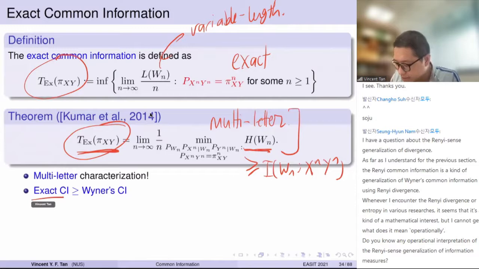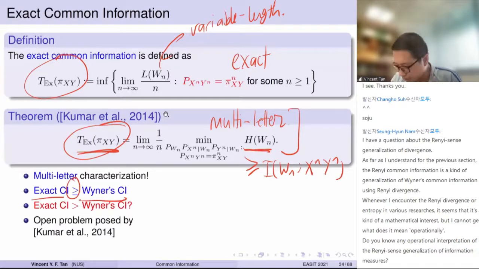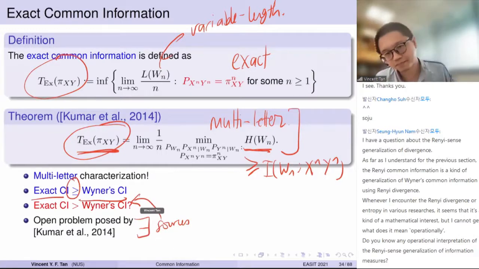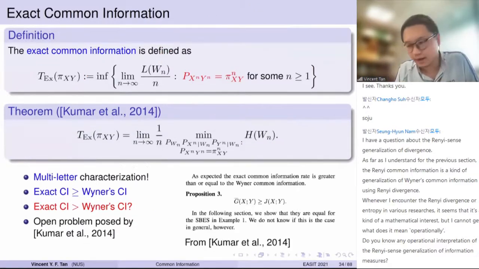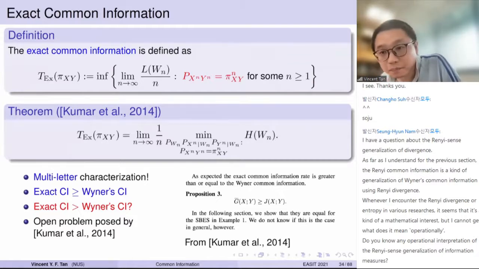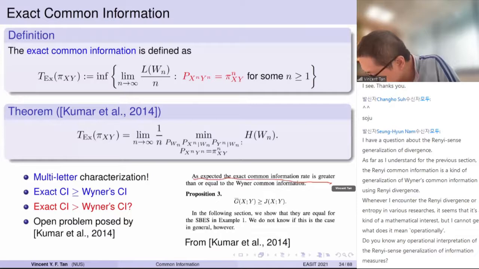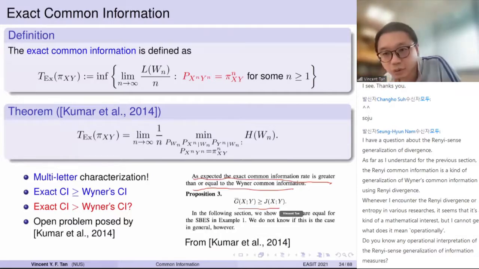That the exact case is bigger than Wyner's case. It's not smaller, to be precise. It's at least as large. Then the question, an open problem posed by Kumar, Li, and El Gamal, is whether there exist sources such that the exact is strictly larger than Wyner. This was a problem posed in Kumar, Li, and El Gamal's original paper, and in fact, it's shown here. Let me read this to you because it's very nice to read. As expected, the exact common information is greater than or equal to Wyner's common information. We have this. This is their notation.